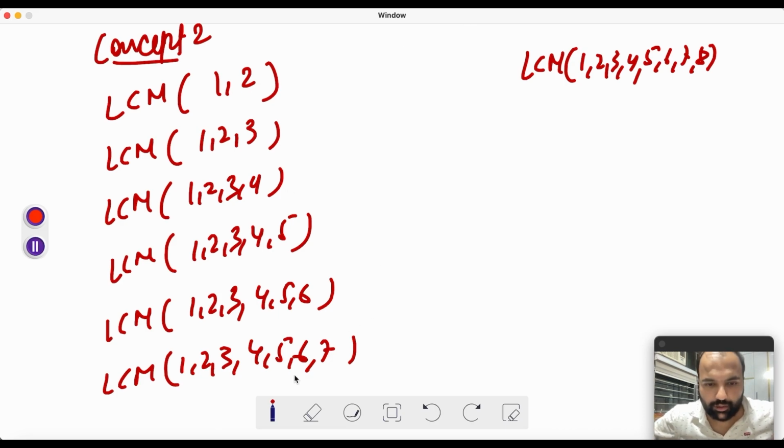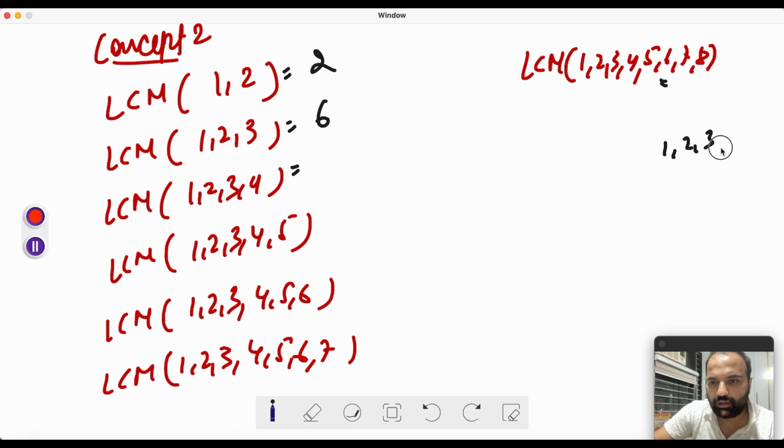Now see, these are the numbers. LCM of 1, 2, 3, 4, 5, 6, 7, 8. We have tried going over here, but we can go as far as we like. I've limited myself over here so that by the time we reach the end, you will understand what we're trying to learn. Now LCM of 1 and 2 is 2. Very simple. LCM of 1, 2 and 3 would be 6. Now LCM of 1, 2, 3, 4, any idea?